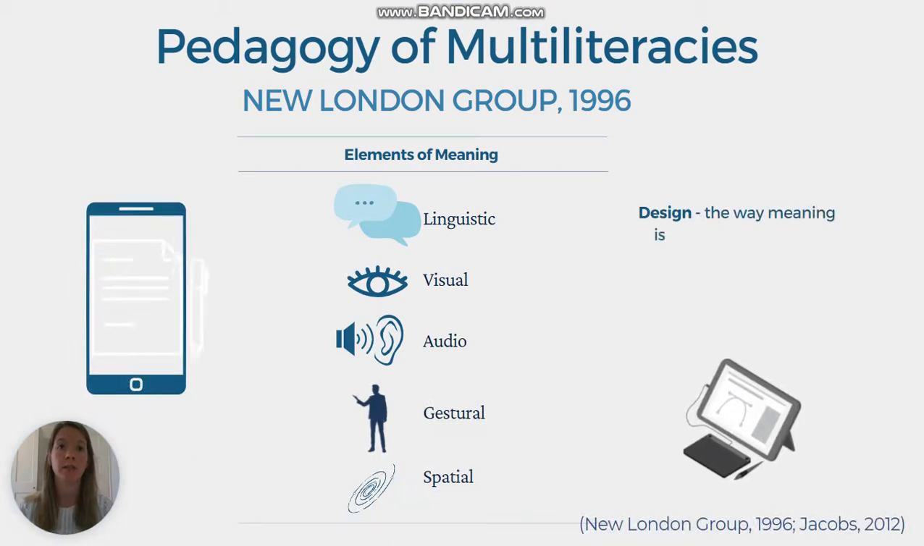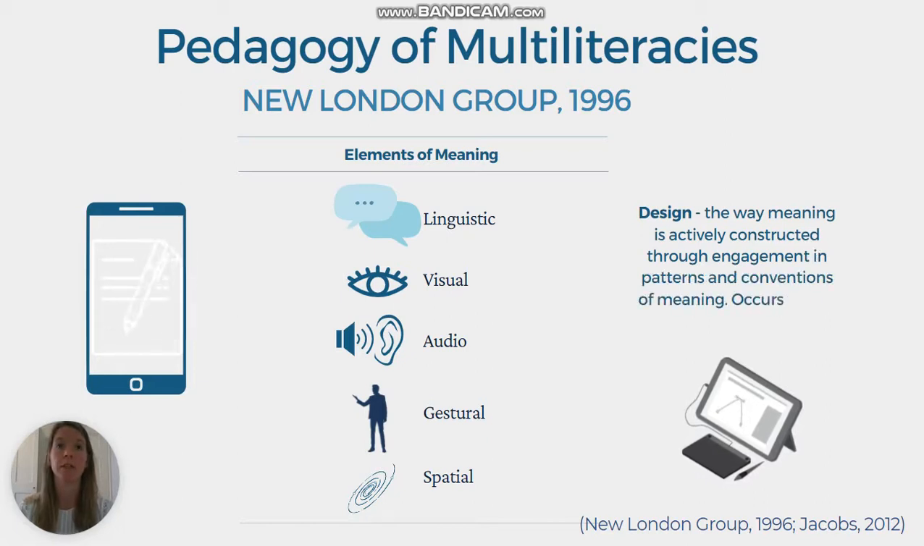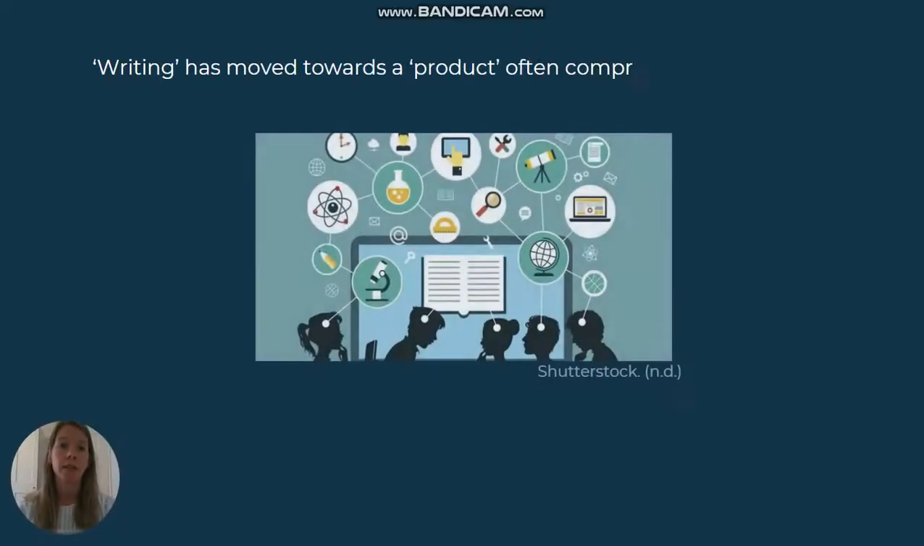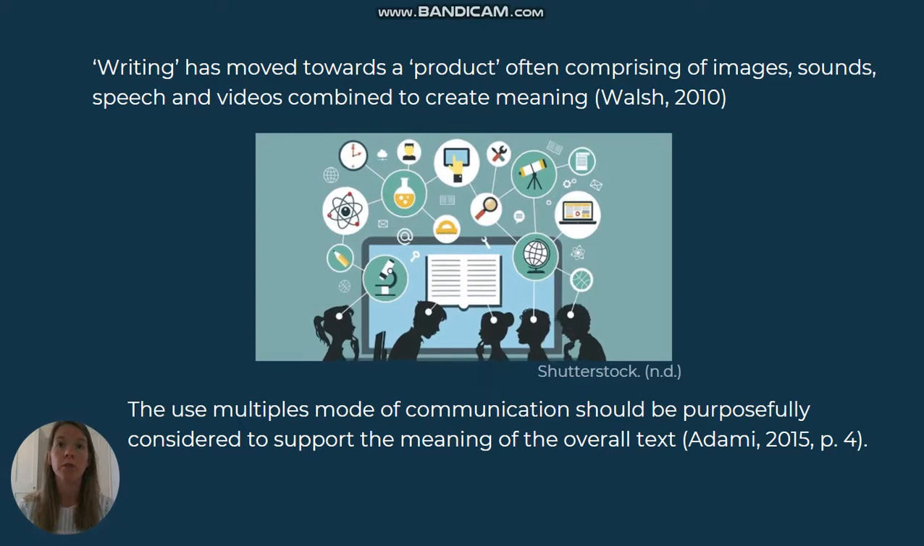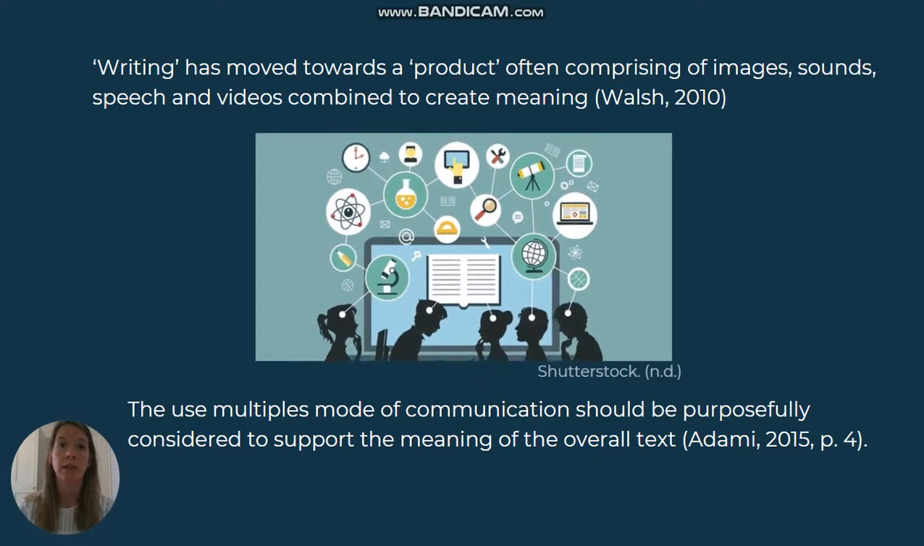Multimodal refers to visible forms of communication whereby different modes combine to express meaning. The New London Group categorised 5 multimodal elements of meaning: linguistic, visual, audio, gestural, and spatial. Reflecting how writing has moved towards a product, often comprising of images, sounds, speech, and videos, combined to create meaning.